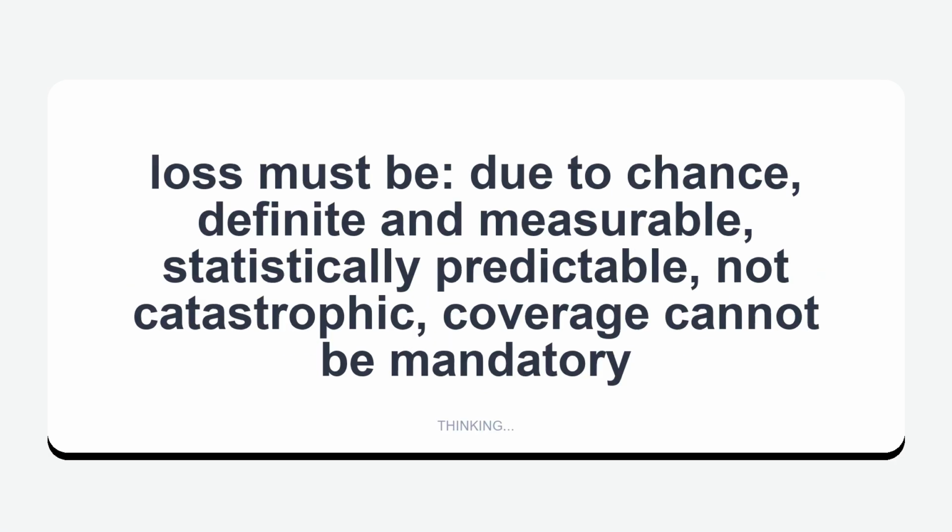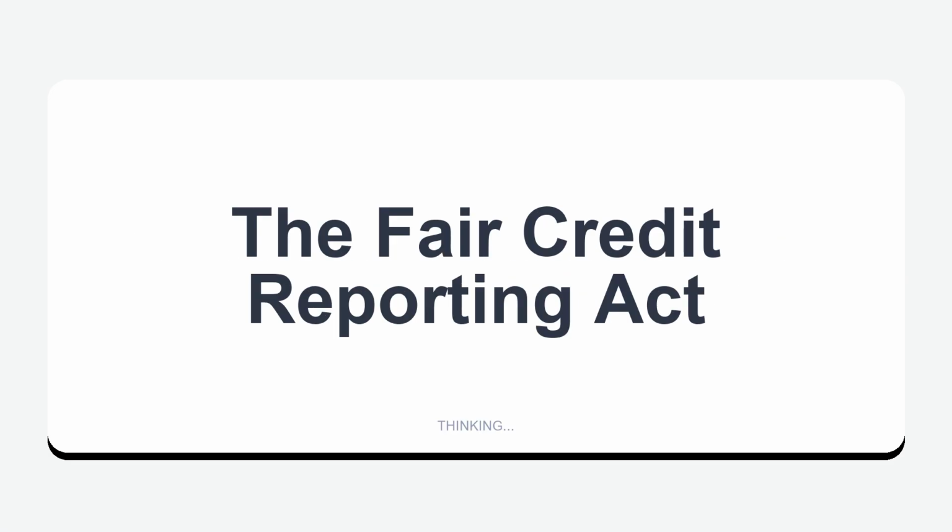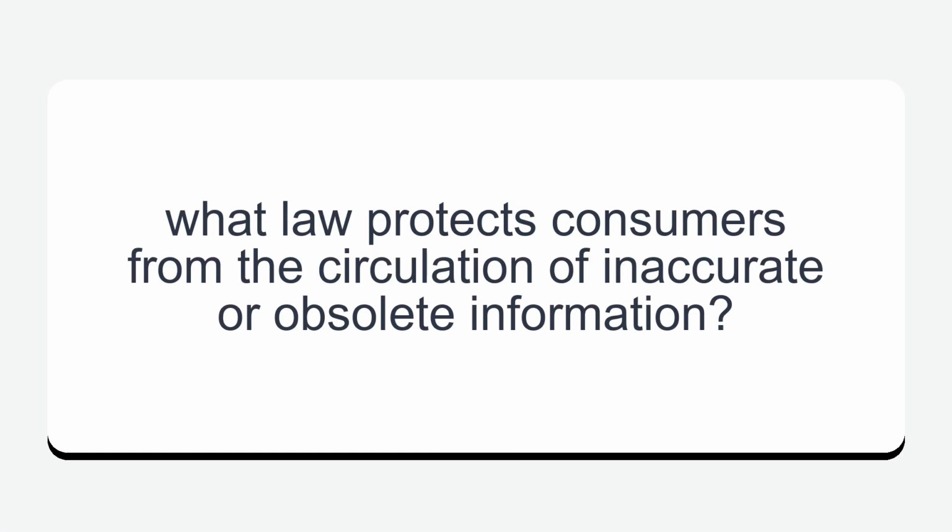Loss must be due to chance, definite and measurable, statistically predictable, not catastrophic. Coverage cannot be mandatory. What are the 5 characteristics of an ideally insurable risk? The Fair Credit Reporting Act. What law protects consumers from the circulation of inaccurate or obsolete information?